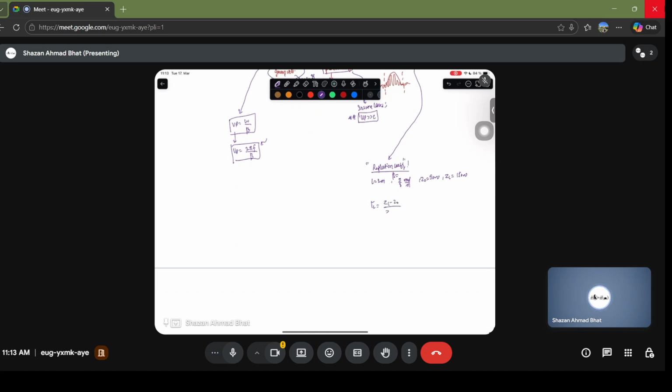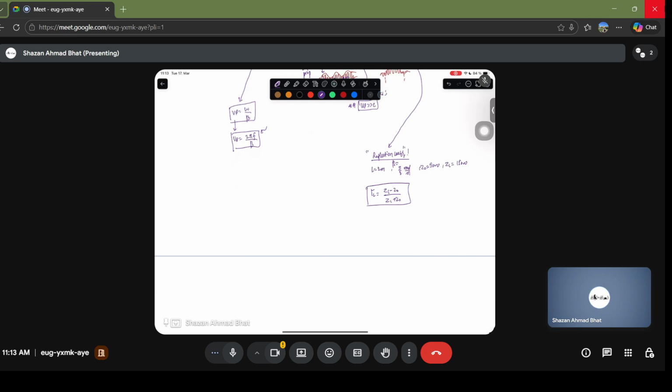It can be found simply as ZL minus Z0 divided by ZL plus Z0, which is the load impedance minus the characteristic impedance, over their sum. You get 150 minus 50 divided by 150 plus 50. You obtain 100 divided by 200, which is 1 by 2, so it's 0.5. So your reflection coefficient is 0.5.